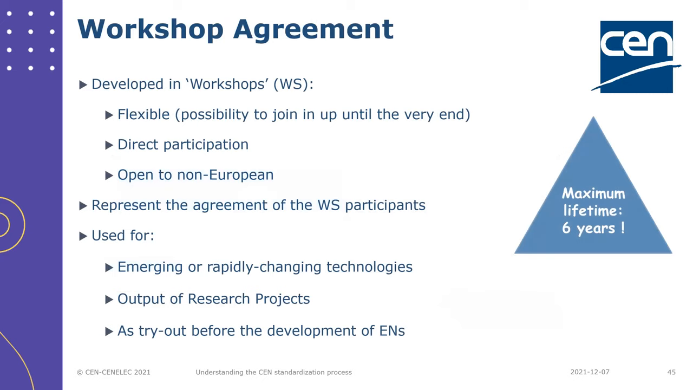The CEN workshop agreements normally are used whenever there is an emerging or completely new technology, or whenever there is a need to develop something as a result of a research project, or even to develop something as a tryout, to develop a standard where it's not mature enough to go with a standard. It's possible first to go with a CEN workshop agreement.